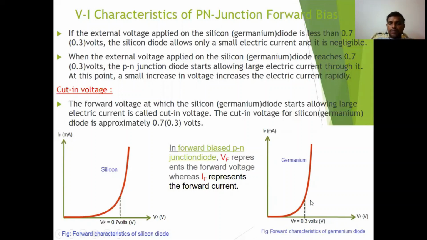For germanium, the cut-in voltage is 0.3 volts. The forward voltage at which the diode starts allowing a large electric current is called the cut-in voltage, which is 0.7 volts for silicon and 0.3 volts for germanium. Okay, so this is the VI characteristics of the p-n junction in forward bias.